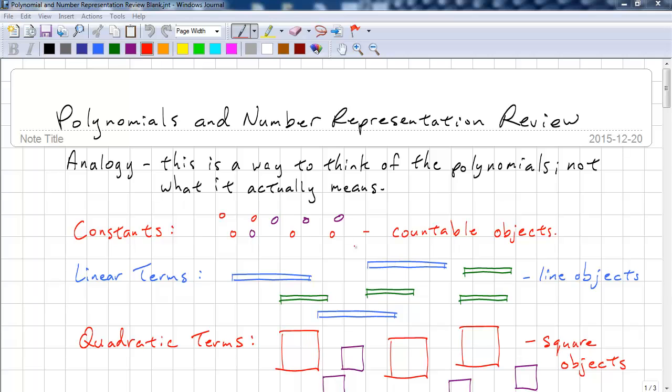Hi, this is the Polynomials and Number Representation Review. You can think of polynomials in this manner. It's an analogy, so it doesn't actually mean this. It's just a way of viewing it.